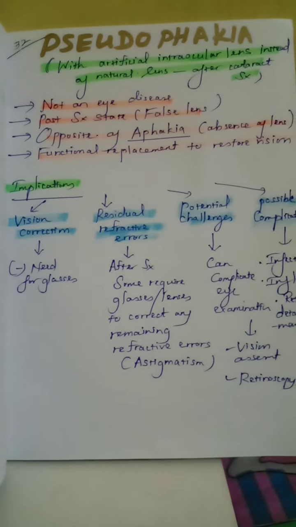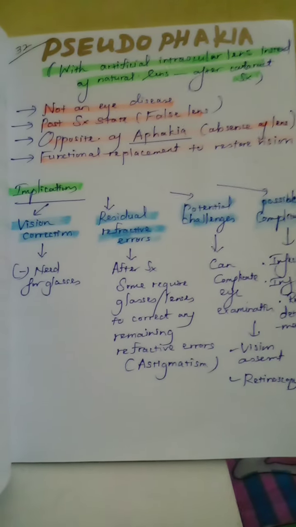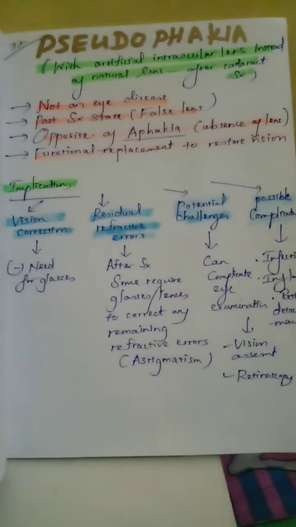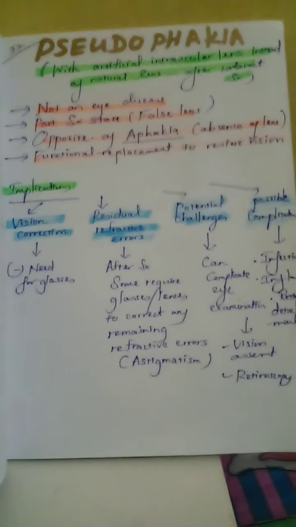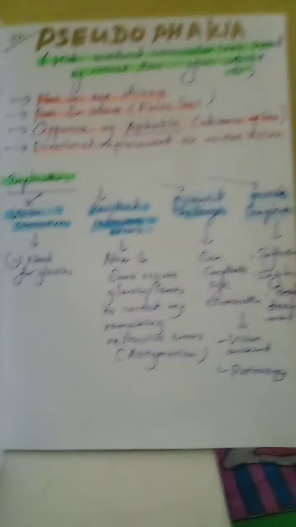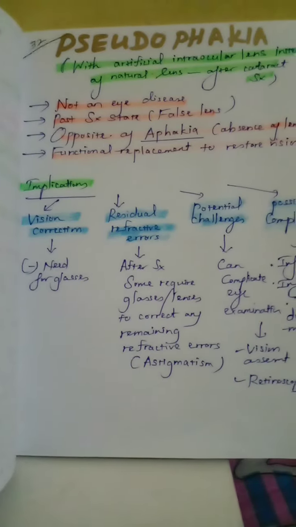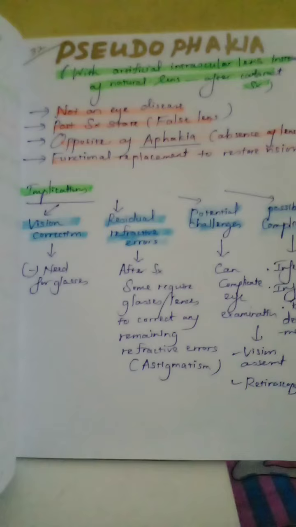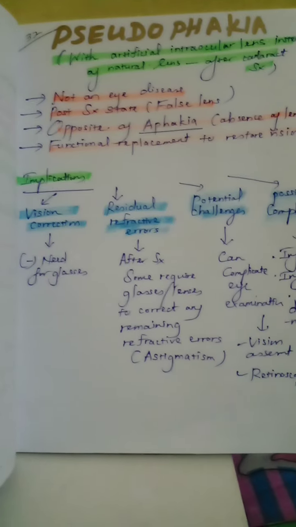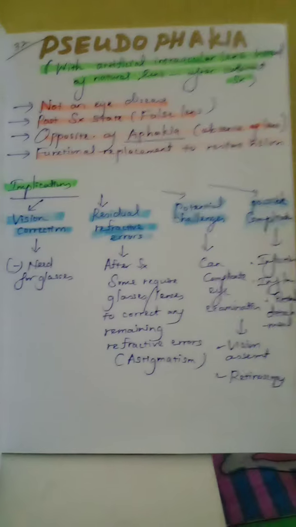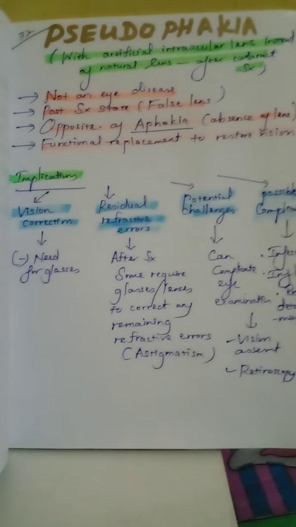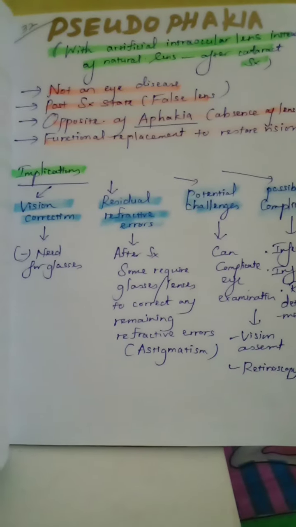But it's not the same as aphakia, that is the absence of lens. Okay, so keep that in mind. It's a functional replacement to restore the vision. So the purpose of adding the lens was good, but unfortunately, maybe the quality of the lens or the procedure of the lens insertion could have gone wrong, and due to that, this particular pseudophakia condition arises.